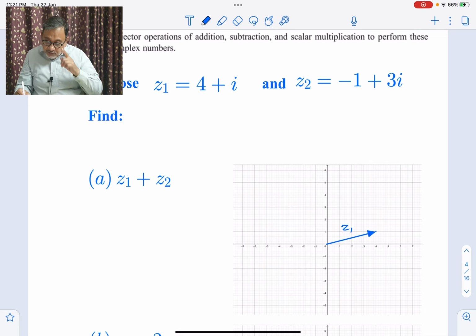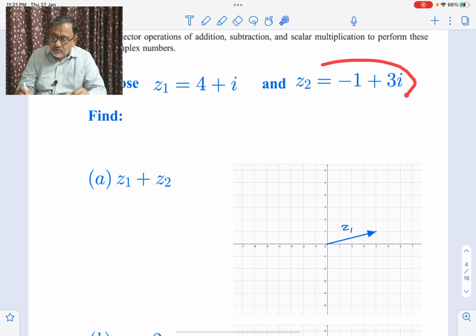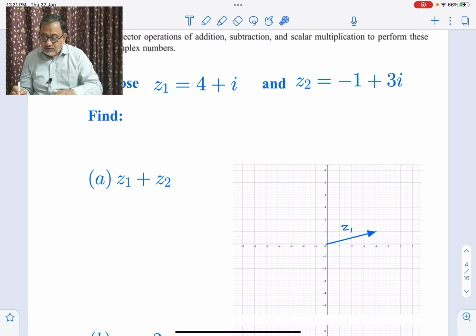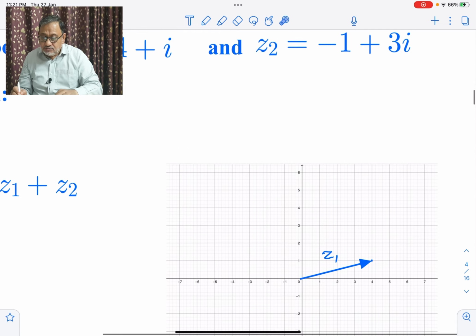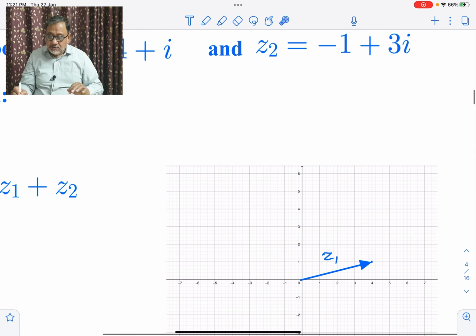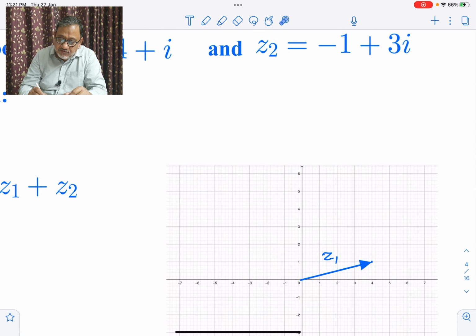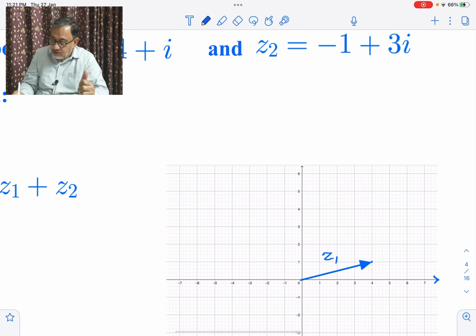And then where Z1 will end, from there we will start Z2. Then only we can add them. Okay. So look at Z2. Z2 is minus 1 plus 3i. So let me make this big. Okay. Z2 is minus 1 plus 3i. Minus 1 means it will go to the left in the direction of the real axis, I mean horizontally. So let me label here also real axis, imaginary axis.